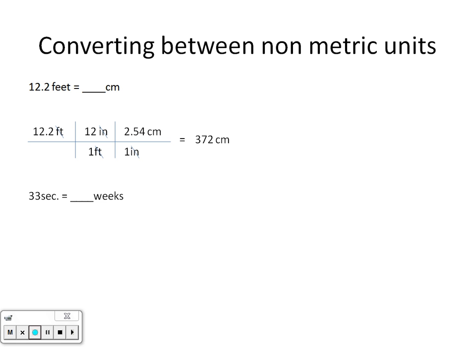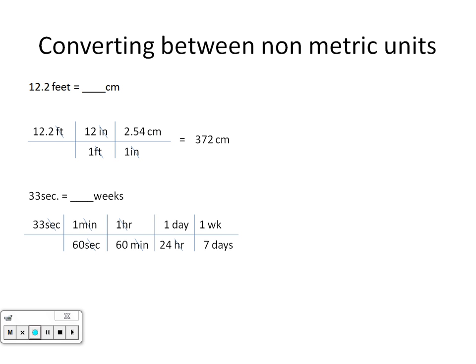So let's look at 33 seconds is how many weeks. I did this one because so far everything we've done, we've ended up with only ones in the denominator, and I want to show you a case where you might have ones in the numerator. So we start with 33 seconds. I know there's 60 seconds in a minute, and that's going to cancel my seconds. I know there's 60 minutes in an hour. That's going to cancel my minutes. I know there are 24 hours in a day. That's going to cancel my hours. And I know there's 7 days in a week, so that's going to cancel my days.